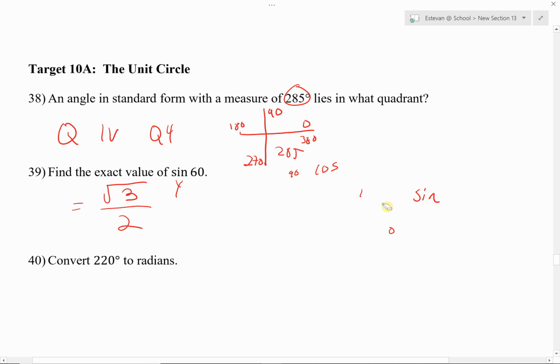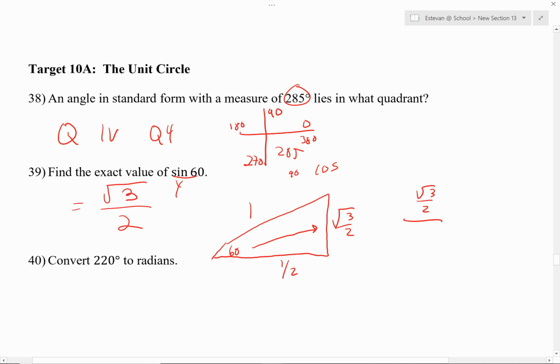The formal way will be to make a right triangle. So we have the triangle here. This is 60 degrees. We know the radius is 1. So therefore, this has to be square root of 3 over 2, and this will be 1/2. We're looking for sine, so we're looking for opposite. So that'll be square root of 3 over 2 over your hypotenuse, which is 1. Alright, so it'll be square root of 3 over 2.